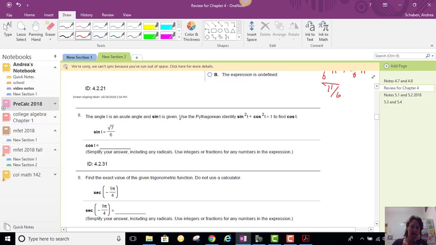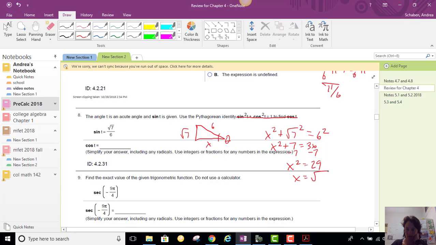Okay, on this guy, I wouldn't use that identity. I would draw a triangle, and sine is opposite over hypotenuse, so from theta, opposite is square root of 7, and hypotenuse is 6. So let's make this x squared plus square root of 7 squared equals 6 squared. X squared plus 7 equals 36. That's 29. So x equals the square root of 29. So your cosine is adjacent over hypotenuse, so that'd be the square root of 29 over 6.